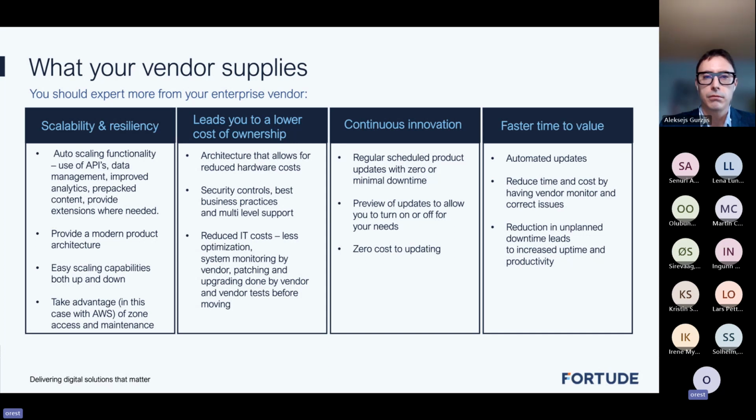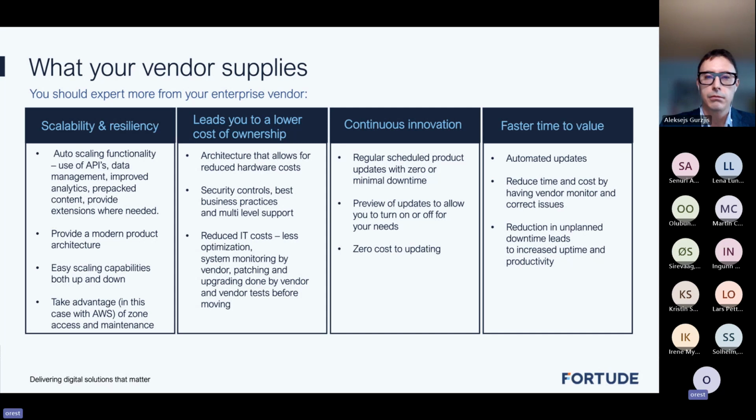One of the other things that companies with on-prem solutions struggle with is continuous innovation. How do I do upgrades? What do I do in the upgrade? Well, let the vendor do that for you. You can look at having regularly scheduled product updates with therefore no downtime or zero maintenance time for yourselves. You have the ability within these kinds of innovations to update only what you need. So you can do a preview of what's being updated, evaluate if the update is going to be important to you, yes or no, and decide whether or not you're going to use it.